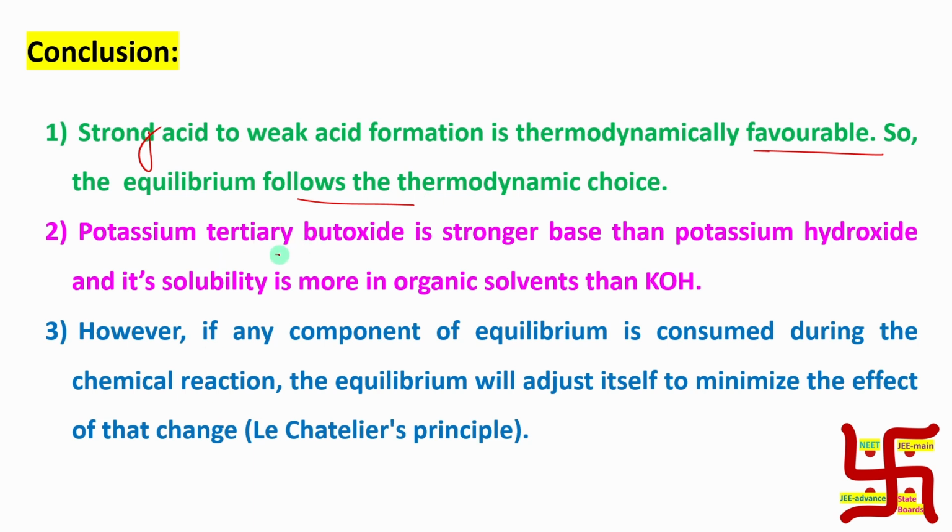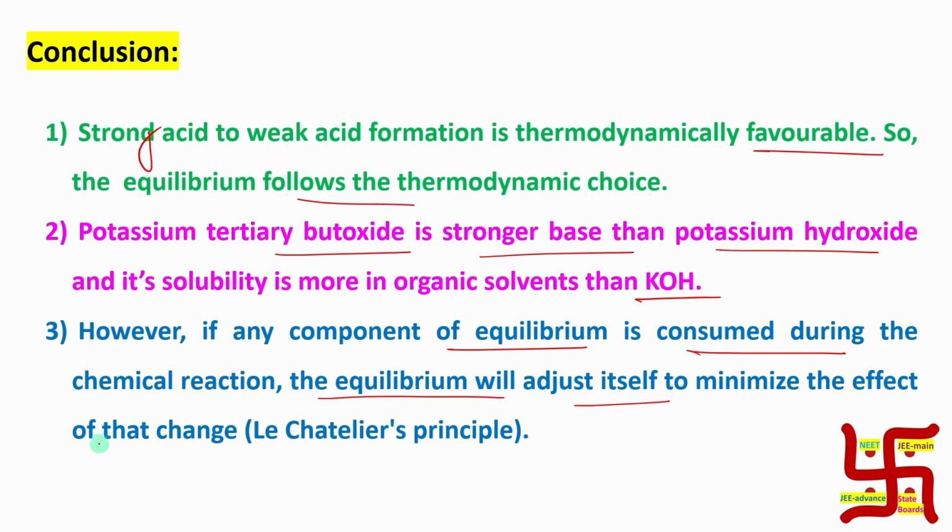And here potassium tertiary butoxide is a stronger base than potassium hydroxide. And since an organic part is there, its solubility is more in organic solvent than obviously KOH. And the very interesting point: if any component of equilibrium is consumed during a chemical reaction, then the equilibrium will try to readjust itself to minimize the effect of that change.